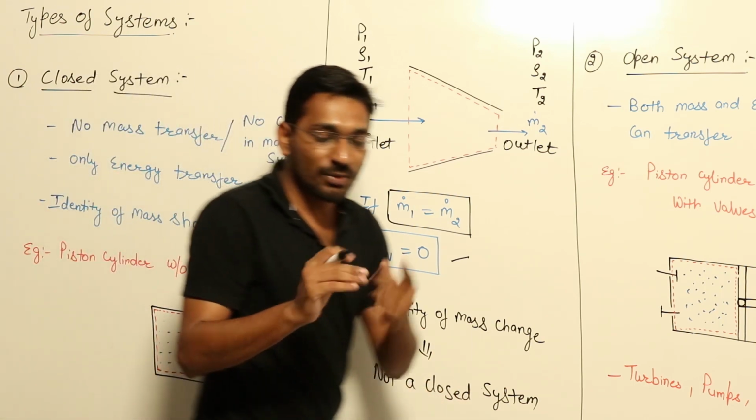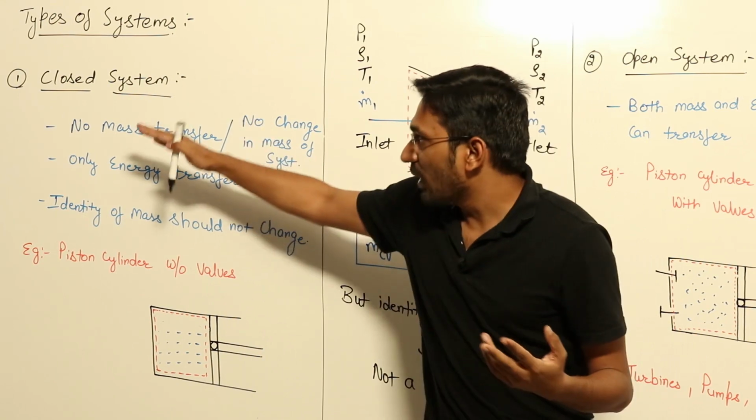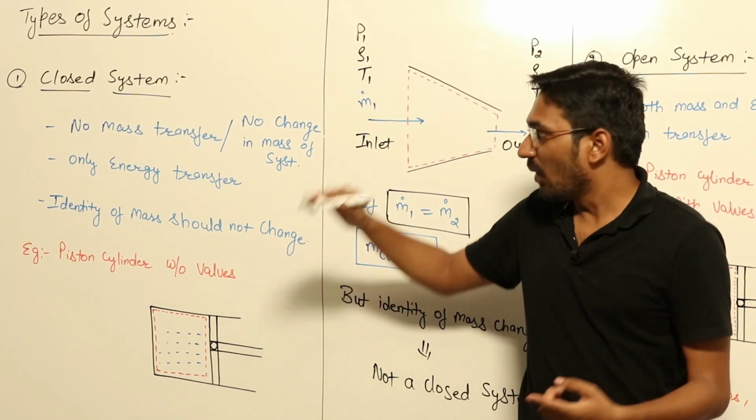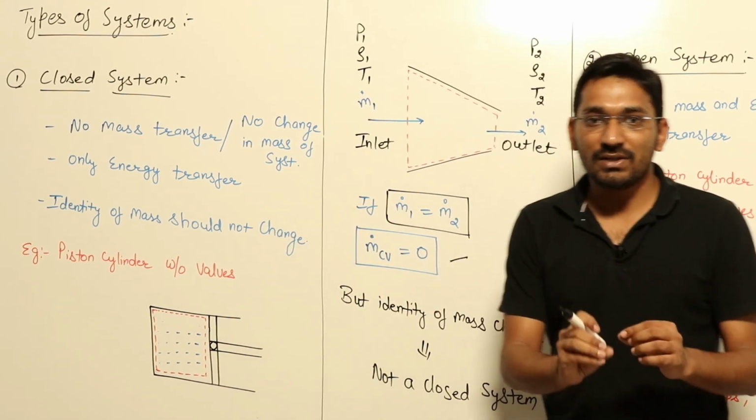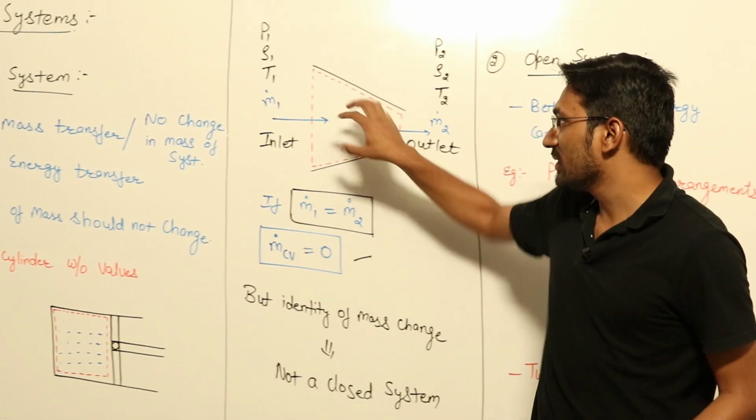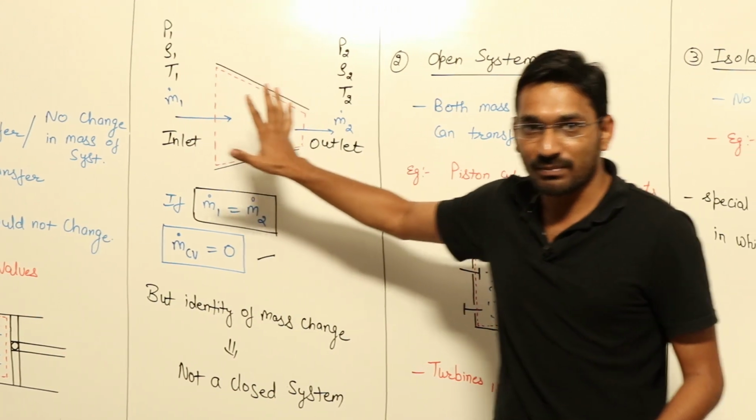So for a closed system, there is no mass transfer, only energy transfer, and also there should not be any change in the identity of the mass which is present in the closed system.